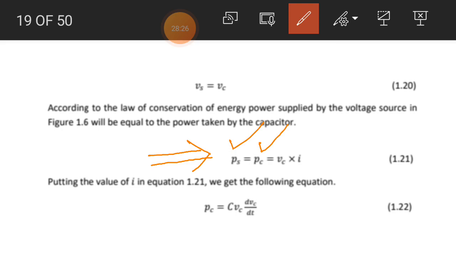So if we want to find out the power supplied by the voltage source, we can find it with the help of this product. The product of the voltage across the source and the current in the source will give you the power supplied by the voltage source. And the power taken by the capacitor will be equal to VCI.